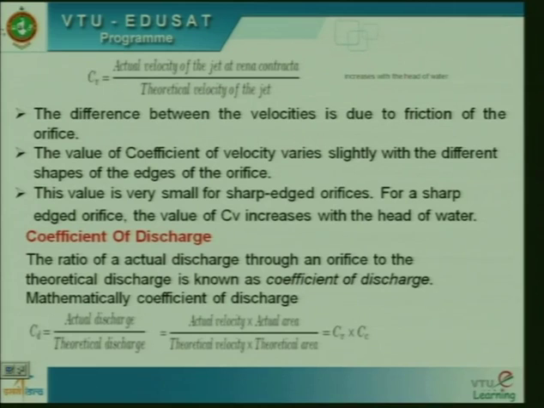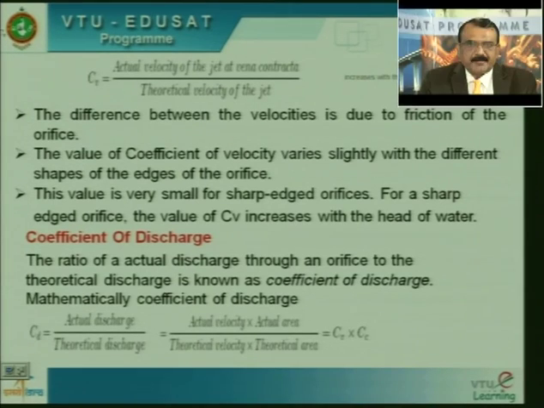Then the coefficient of discharge. Sir, you skipped a couple of points. These couple of points I already mentioned to you. The difference between velocities is due to friction of the pipe, friction of the orifice. I said whenever I am talking about theoretical discharge, I am not considering any losses. If you remember this, that will be more than enough. Coefficient of discharge, CD is equal to actual discharge divided by theoretical discharge.